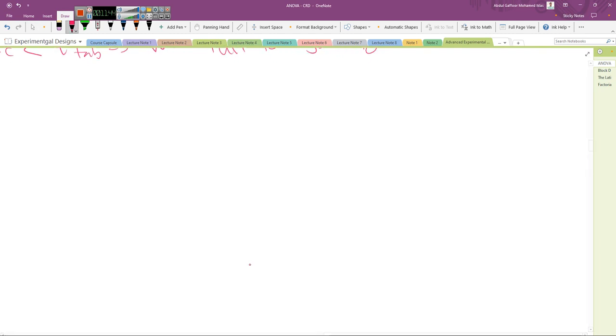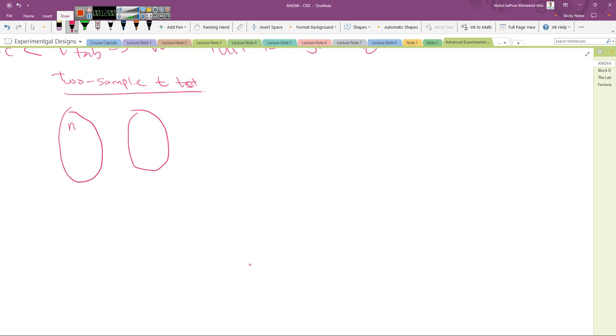Right, so we have to study now the two-sample t-test, right? Okay, now let's say we have two samples. This is the first sample and this is our second sample, and the sample sizes are n1 and n2, and let's say these are x1 bar and x2 bar.